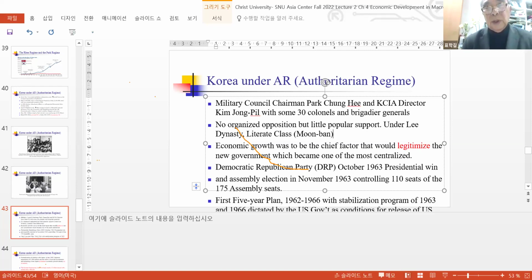문 means literacy. So 문반 always was superior to the military class, military plus police class. This is the so-called 무반 in Korean.